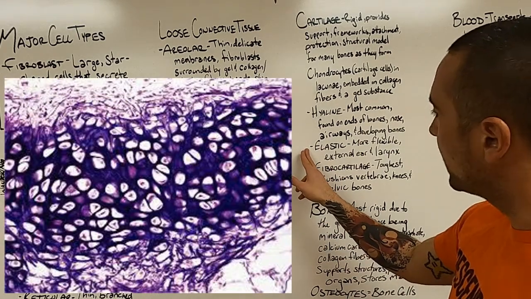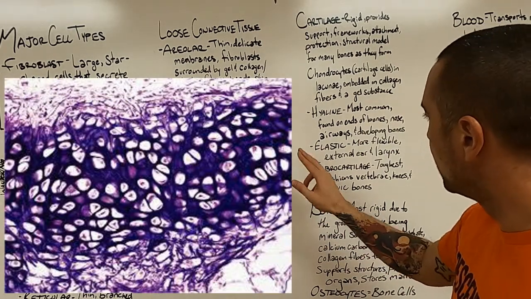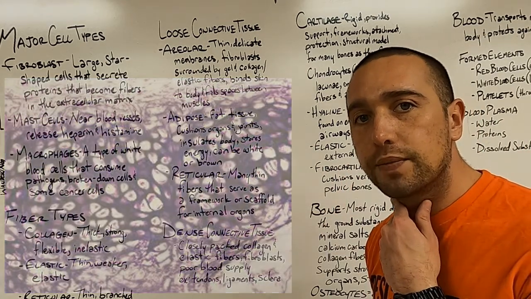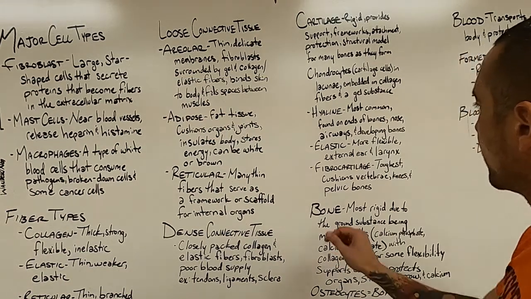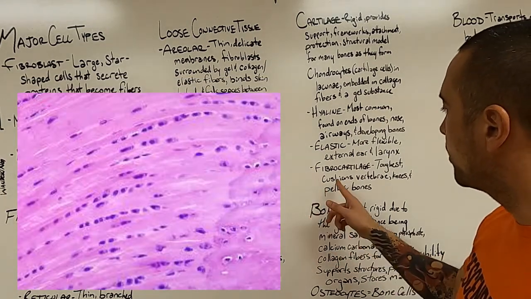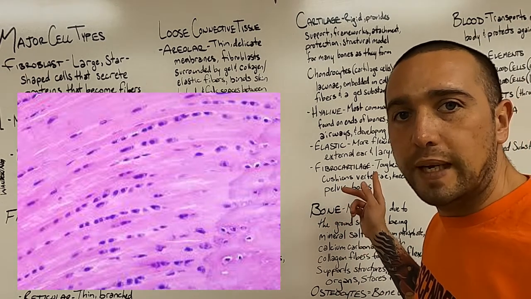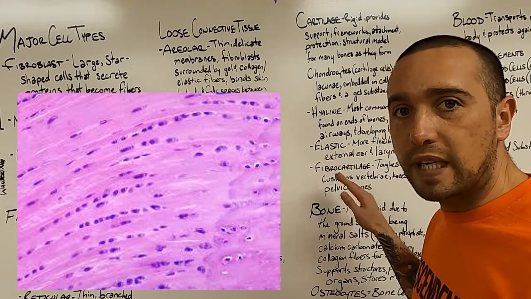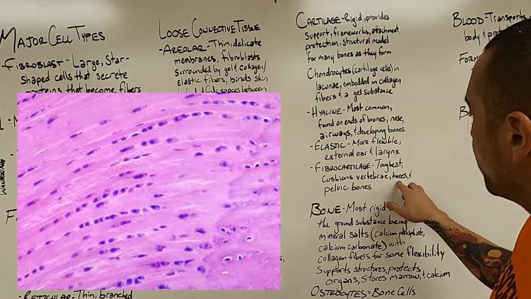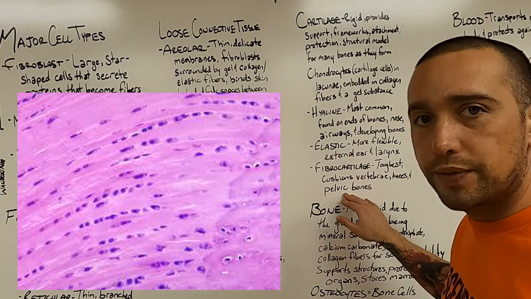Elastic cartilage is more flexible, as its name suggests. These are things like your external ear and your voice box. Fibrocartilage is the toughest type, and its job is to cushion the vertebrae. So when people talk about discs in their vertebrae, they're talking about fibrocartilage discs. You also have some of this in your knees and between your pelvic bones for cushioning.